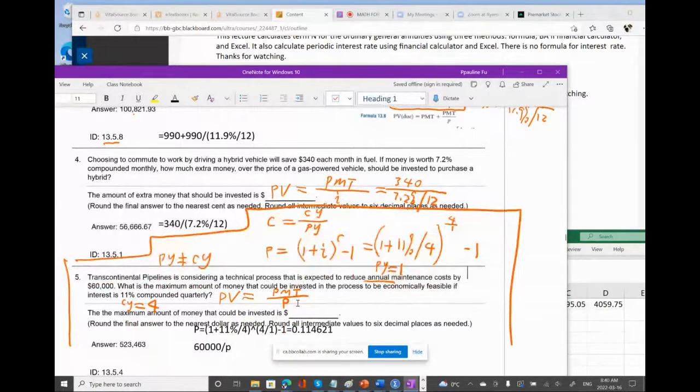Okay. You can use Excel to do it. This is the Excel formula. So 1 plus 11% divided by 4 raised to power. This one here is the Excel. Plug in those numbers, you will get 0.114621. That is your P. Okay. And once you get this number, you use PMT. PMT is 60,000, PMT divided by this P. So 60,000 divided by P. P is 0.114621. And you will get the result.